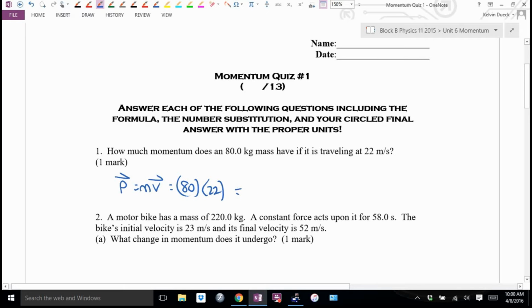It's going to be 1,600 plus 160. 176? No, 1,760? 1,760 kilogram meters per second, or you could have said Newton seconds. 1 mark. I'm going to go all or nothing on that one. Is that right? Yes?